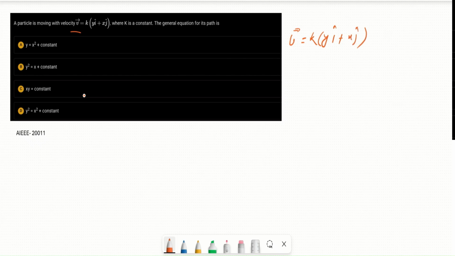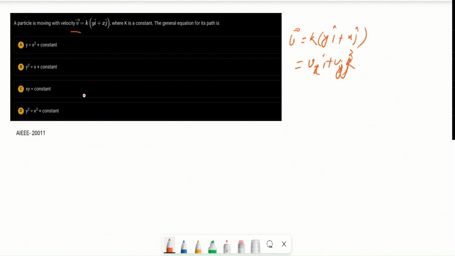So we can say V basically what? V can be Vx i plus Vy j. Vx in the x direction and Vy, not k, it will be j, right? So what is Vx?